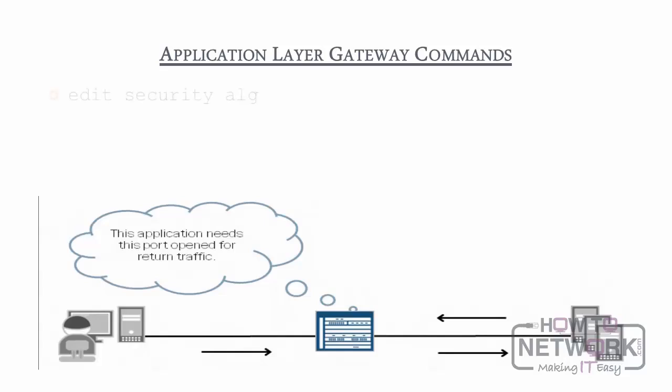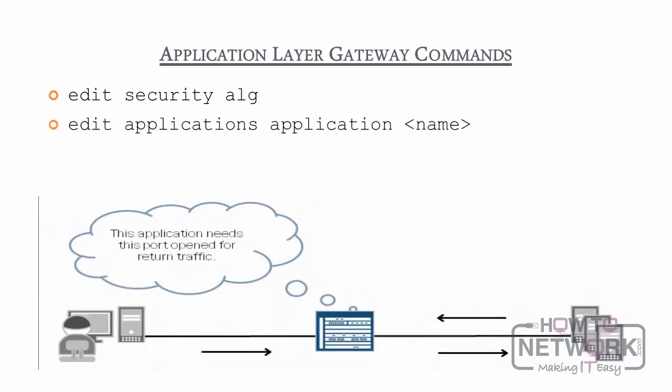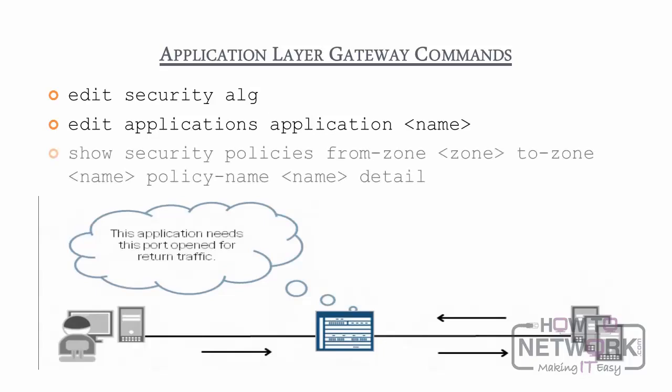They are applied to custom applications under the edit applications application and then the name, if, for example, you have defined an FTP server on a different port. The show security policies from-zone zone-name to-zone other-zone-name policy-name name-of-the-policy detail command will show the ALGs applied to a policy.